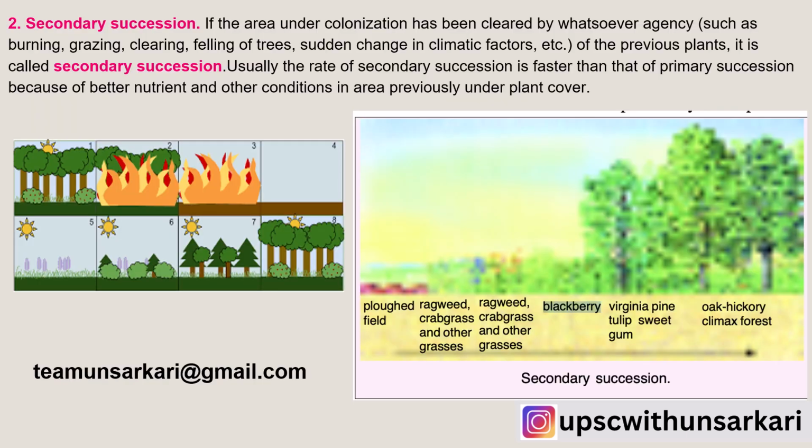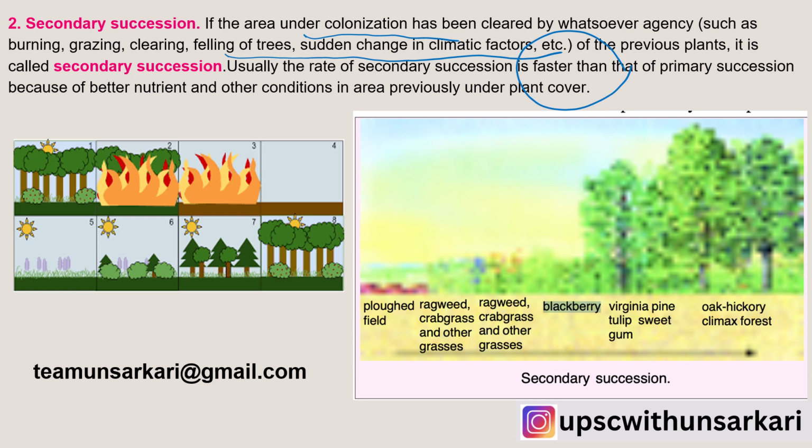In secondary succession, the area is under colonization already. Whatever might be the reason, burning, grazing, clearing, felling of forests, sudden change in the climatic factors and so forth, there is a removal of the previous plants. And then there is another kind of succession which is called secondary succession. The rate of secondary succession is faster than that of primary succession. If two options are given to you, that there is going to be a beginning of vegetation in a primary area for the first time, it is going to take more time, whereas if it has already been there but is being denuded, wiped off because of grazing, burning, clearing and so forth, it may be leading to a secondary succession. It will be faster when we compare with the primary ones.